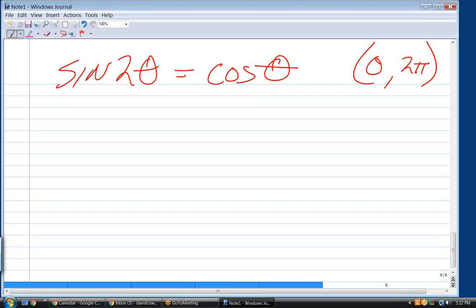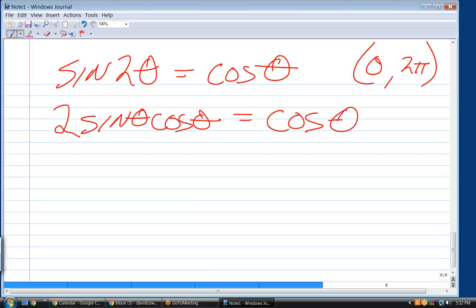I think it's sine squared. No, that's cosine 2 theta. 2 sine times sine times cosine. Like that, right. Okay, so now I have my equation like that.